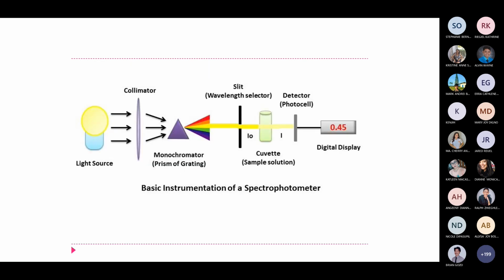So this is the basic instrumentation ng ating spectro. So ito yung light source natin. Yung collimator kasi, alam ko, iba yun sa entrance slit. Basta iba siya. Yung collimator, may mga spectro na collimator yung nandito. Yung iba naman, entrance slit. So ano ba yung function ng collimator? Anyway, this is just nice to know, sorry.